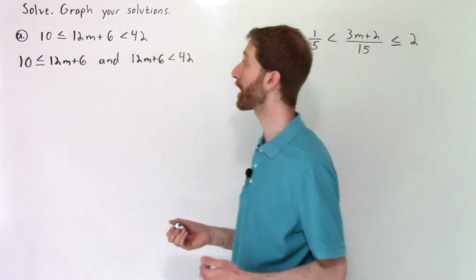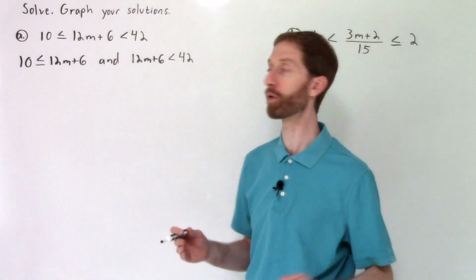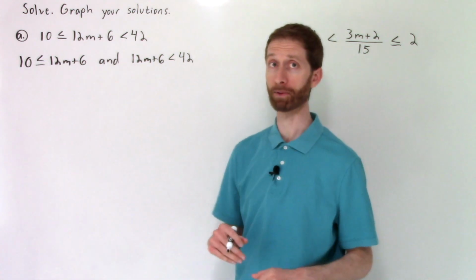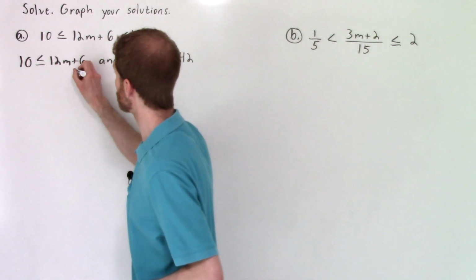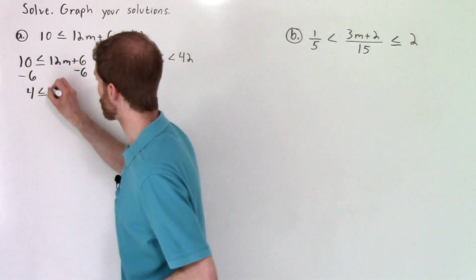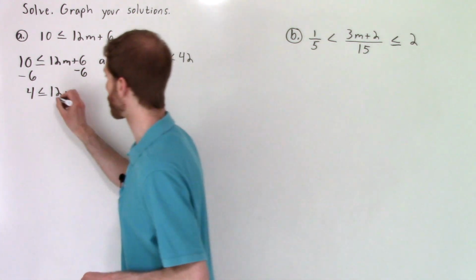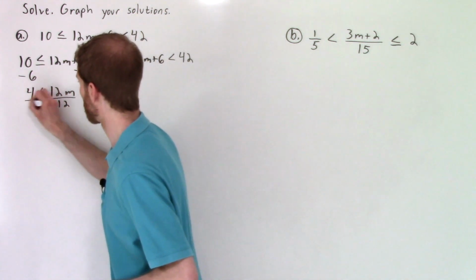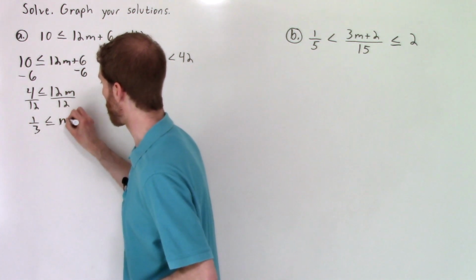Once you split it up, you are literally solving these inequalities like you've solved every other inequality before. In fact, this is the only new step. Let's check out how to solve it. I'm going to subtract 6 from both sides, and I end up with 4 is less than or equal to 12m. Then I'm going to divide both sides by 12, again solving like it's an equation. So I get 1/3 is less than or equal to m.